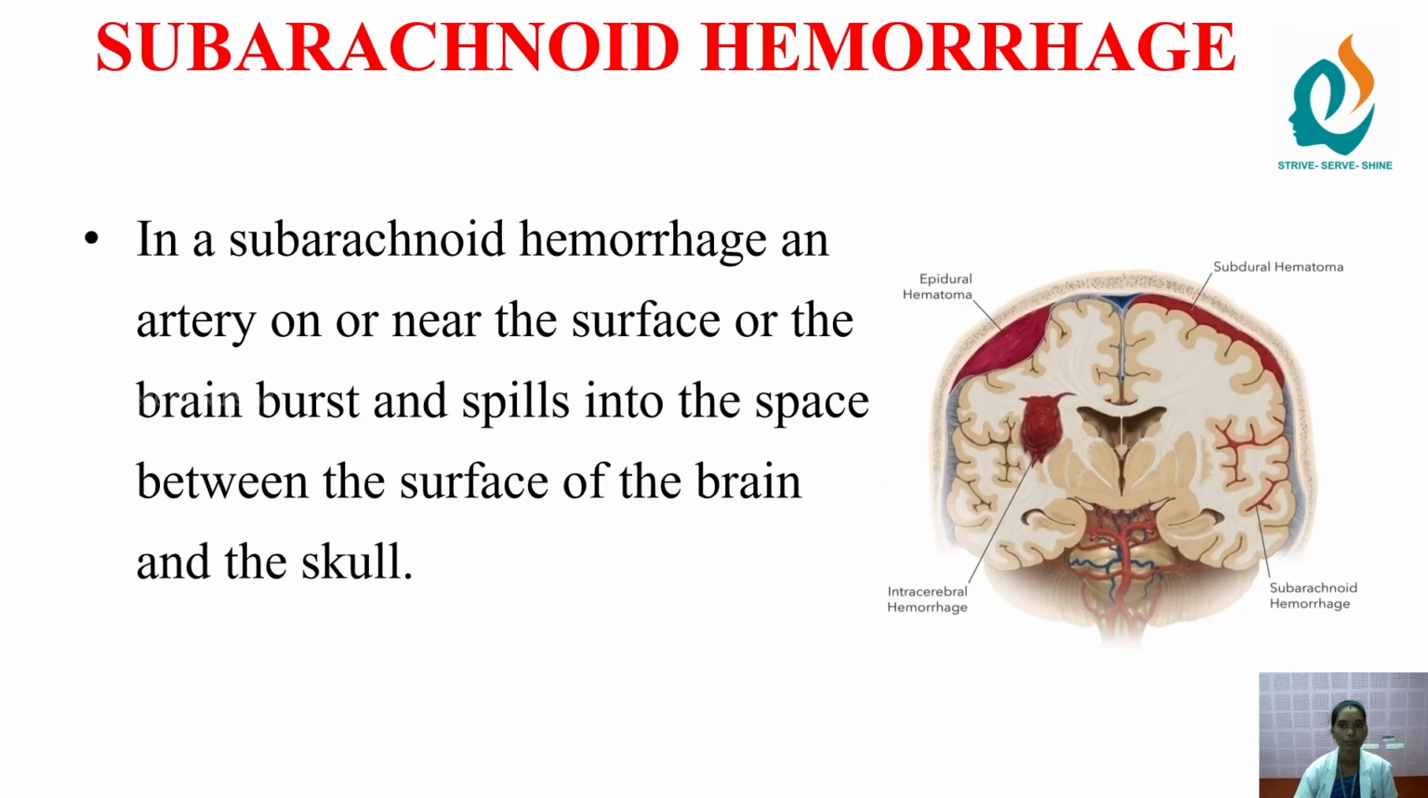And next is the subarachnoid hemorrhage. In subarachnoid hemorrhage, an artery near the surface of the brain bursts and spills into the space between the surface of the brain and the skull. It is called subarachnoid hemorrhage.